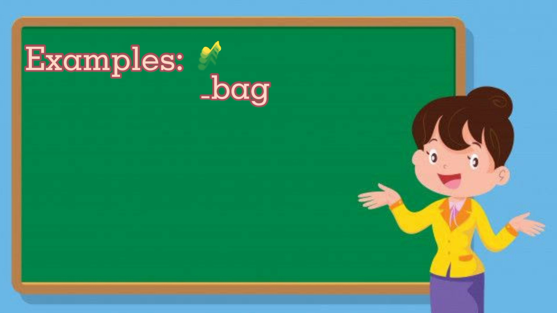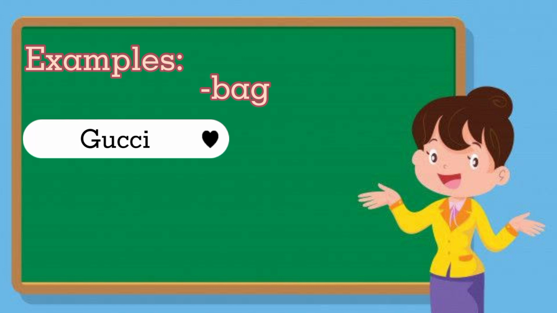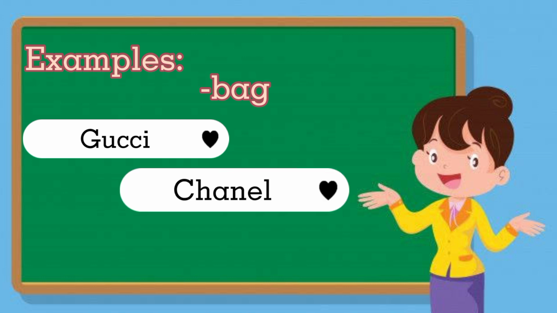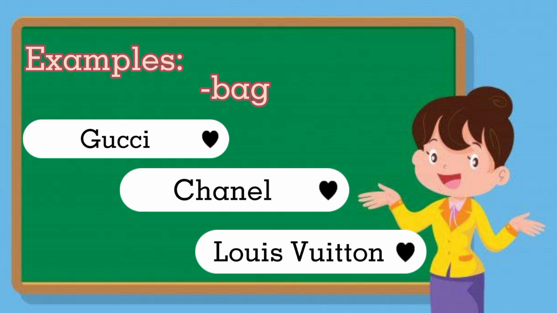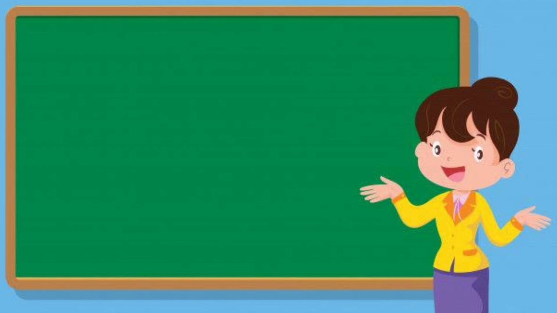For our last examples for the common noun bag. This time, guys, we are to give specific names of a bag or specific brands of designer bags. First, we have Gucci. Everyone is familiar with this brand. Next to that, we also have this commonly known Chanel bag. So this is very familiar. That is a specific brand of a designer bag. And lastly, we have our commonly known Louis Vuitton. So all of those are proper nouns.